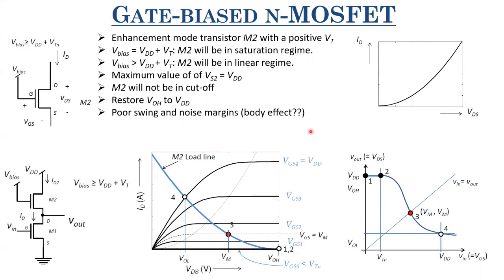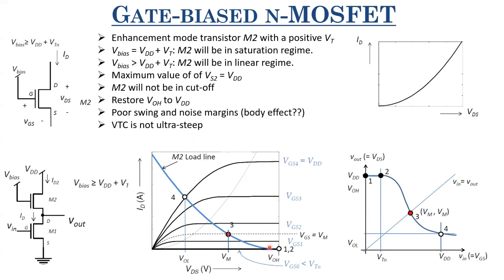So here also, the body effect could be there. Since there's a difference between the source node voltage and the body, which is connected to the ground, body effect will be there. But it won't degrade your VOH much, because here VOH is not dependent upon VTH. So that's one point where it is better than the previous configuration.